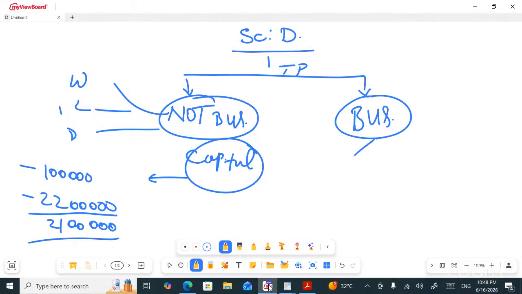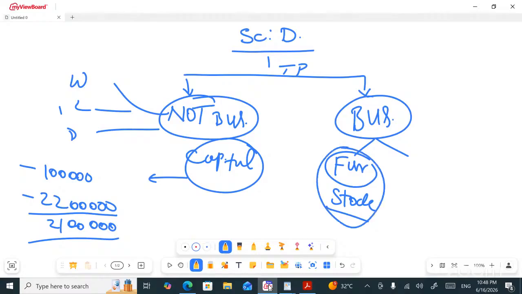Suppose that business is a furniture shop. Buying and selling of furniture is a routine activity of that business. It is technically called stock in trade. That stock purchase, that stock sale, the profit on stock sale, etc., are covered under the head of business.